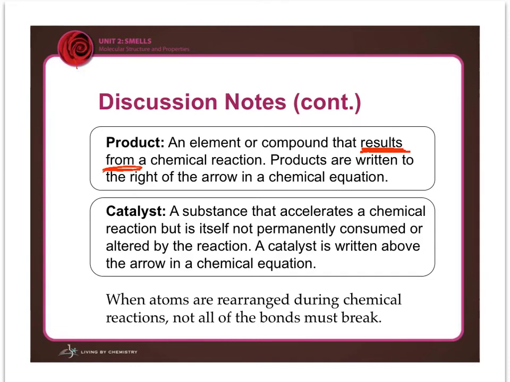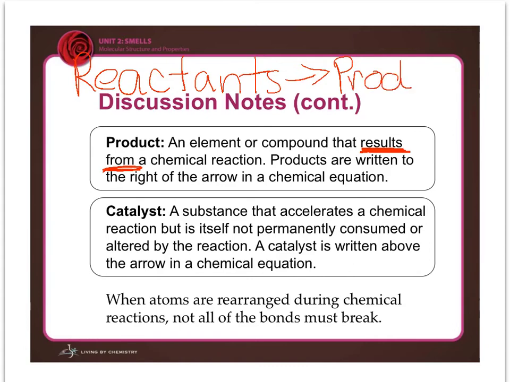If I write this down, I would have my reactants on the left side, and they yield, or the arrow, to the products, and the products are on the right. The products is like the cookie that I'm trying to bake. Sometimes reactants to form products take a long time. There is something called a catalyst.